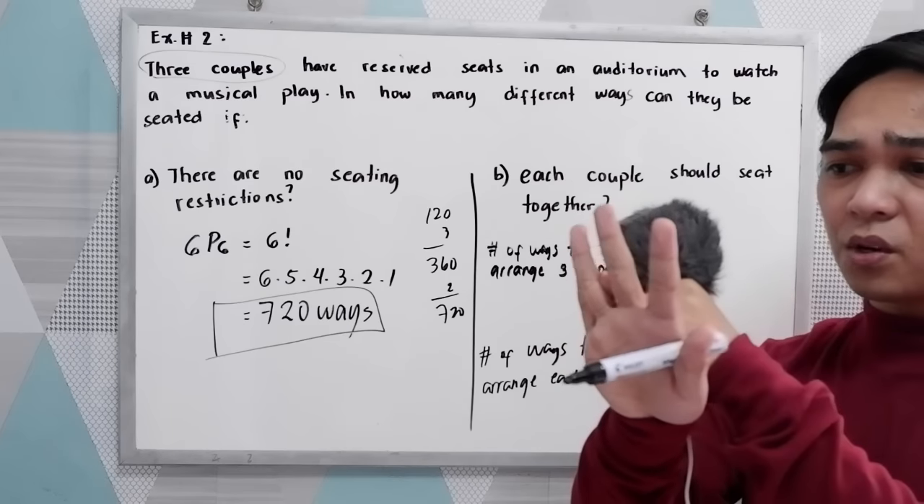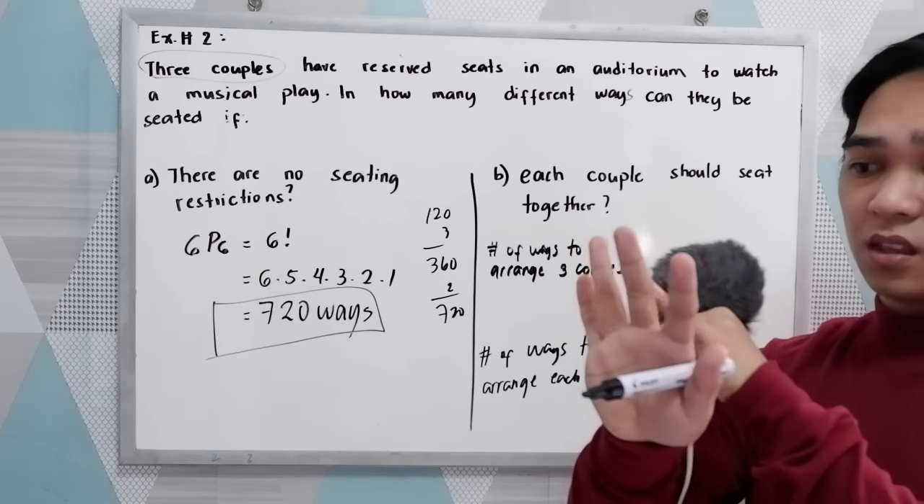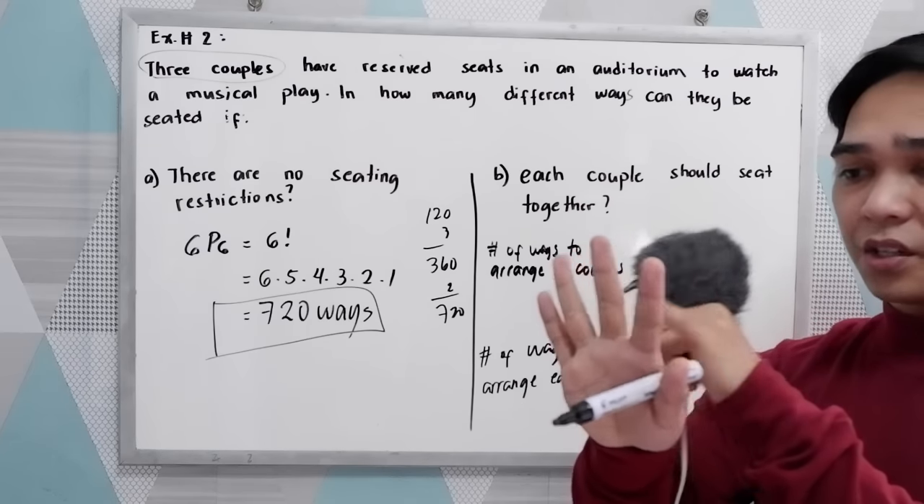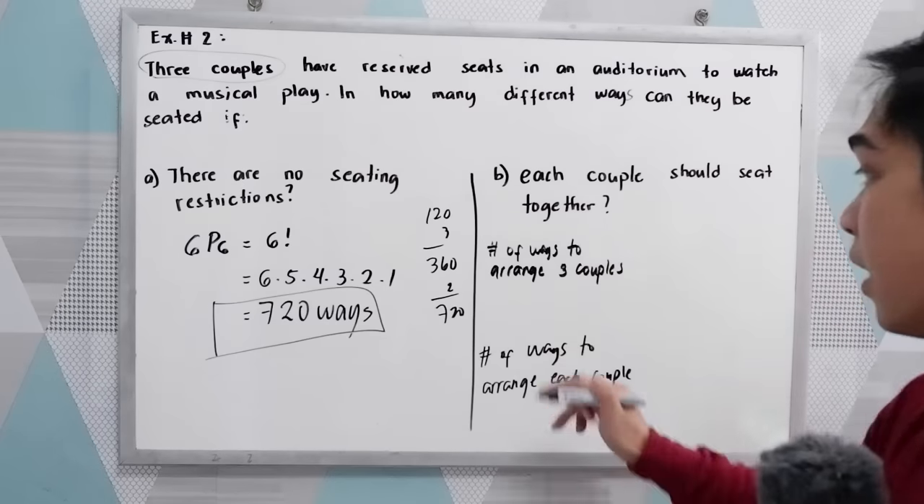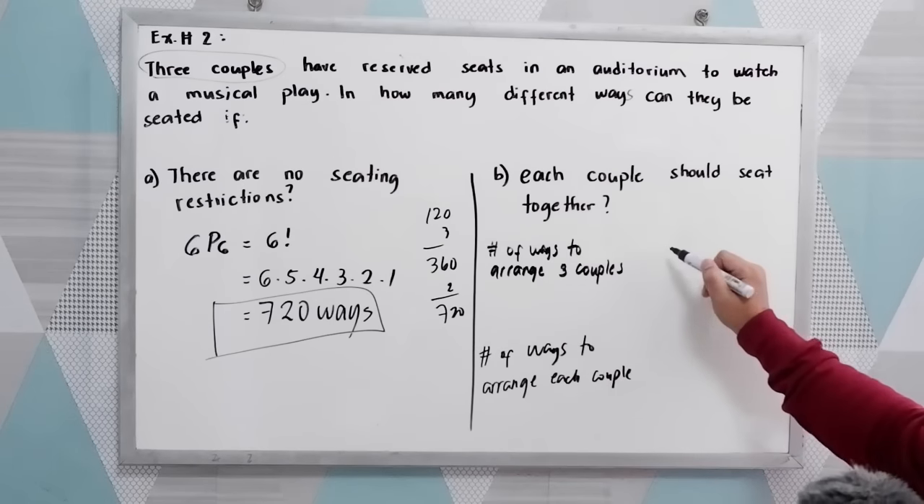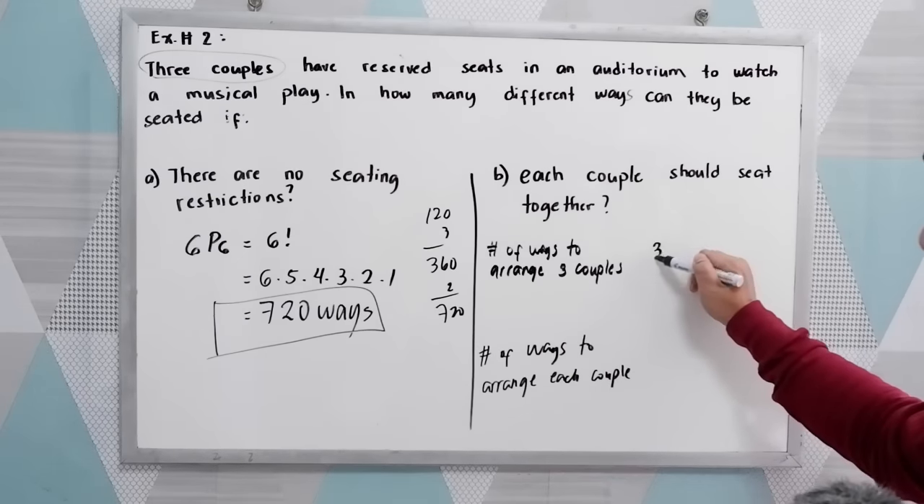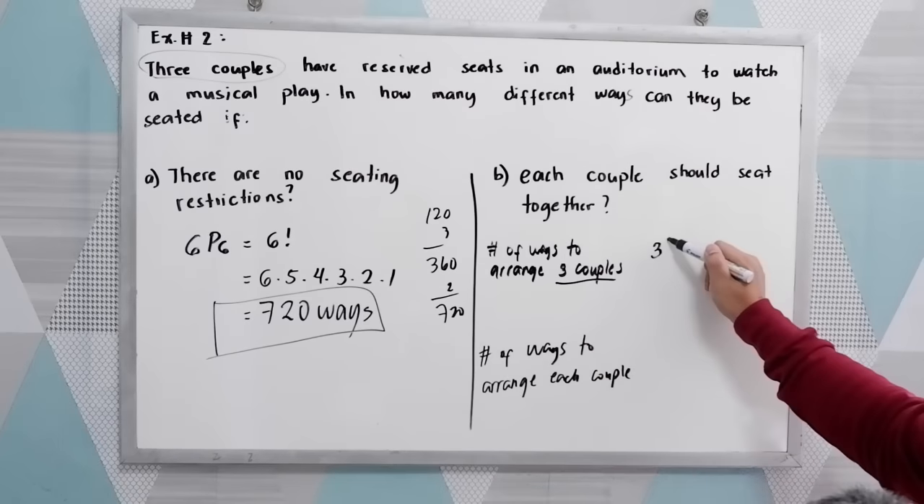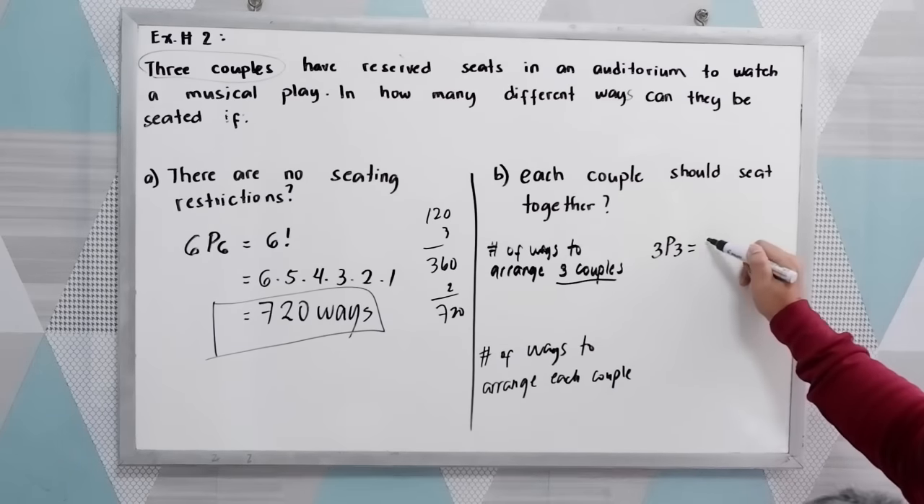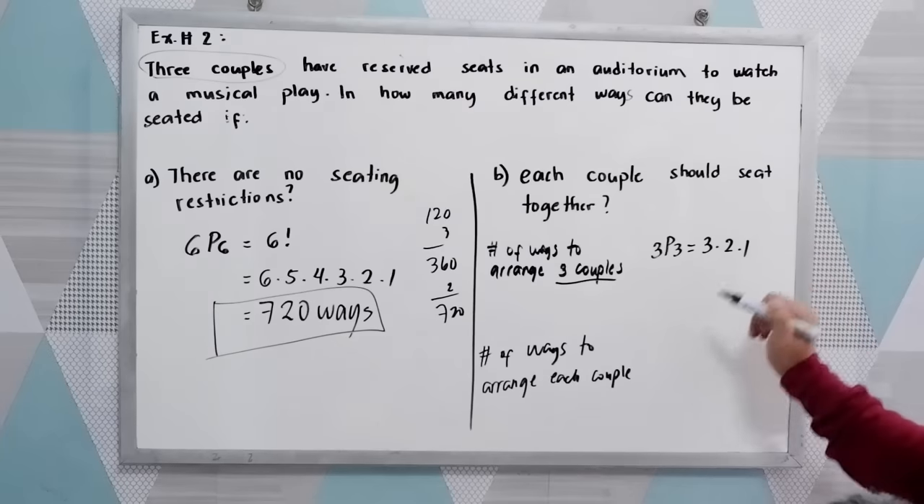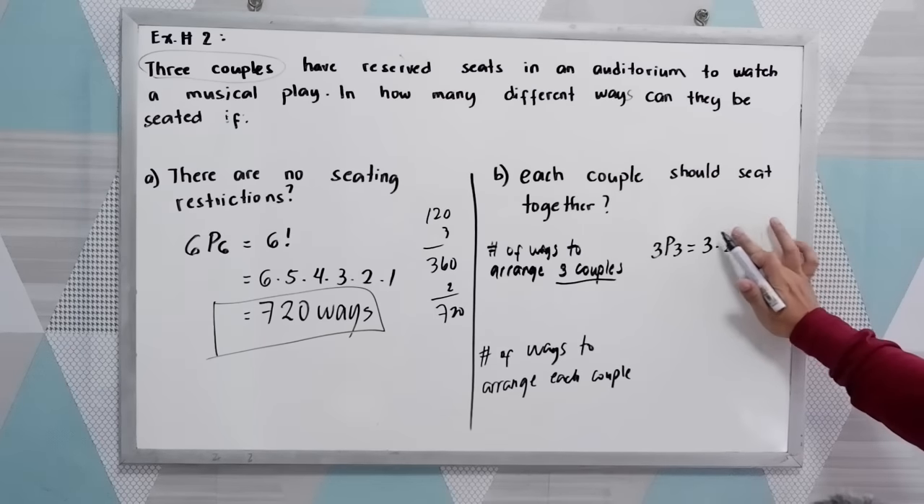So the first couple must be sitting beside each other, the second couple and the third couple. Now, the number of ways to arrange each couple. So we have three couples, so that is 3P3, and that is equal to 3 times 2 times 1, or simply 3 factorial.